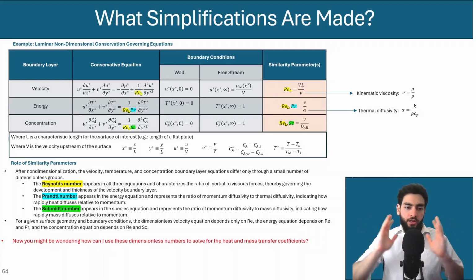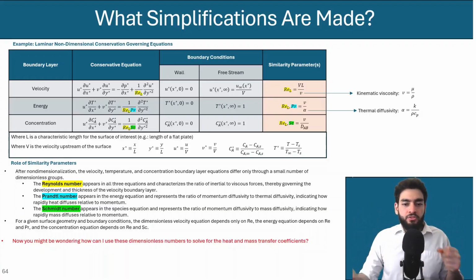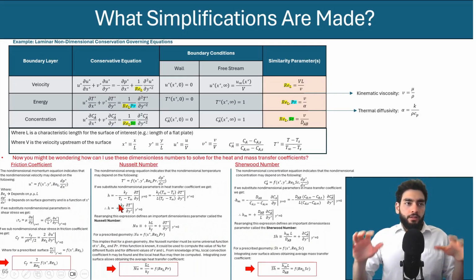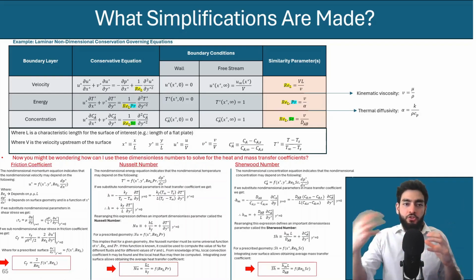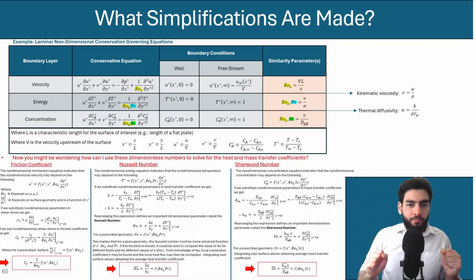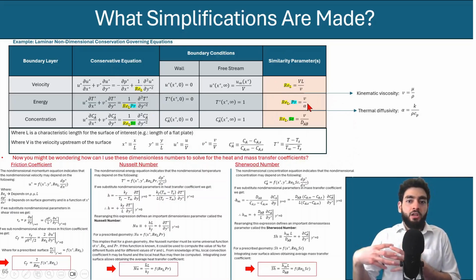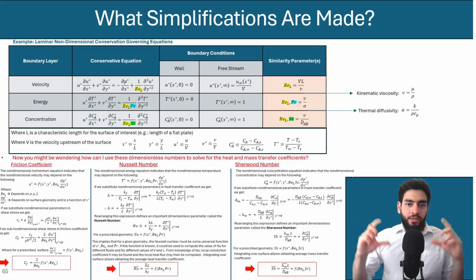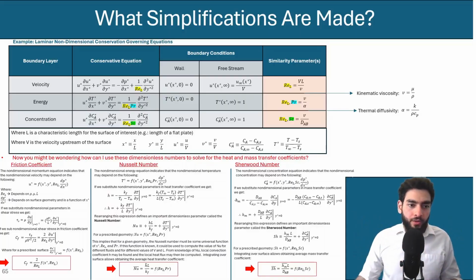So now you might be wondering, how can I use these dimensionless numbers to solve for the heat and mass transfer coefficients? Well, let me now tie everything together and show you why understanding the similarity parameters is important. Even though I showed you the results non-dimensionalized for laminar flow, these similarity parameters are also applicable to turbulent flow. In fact, the learnings that we're doing with laminar flow are applicable to turbulent flow as well.